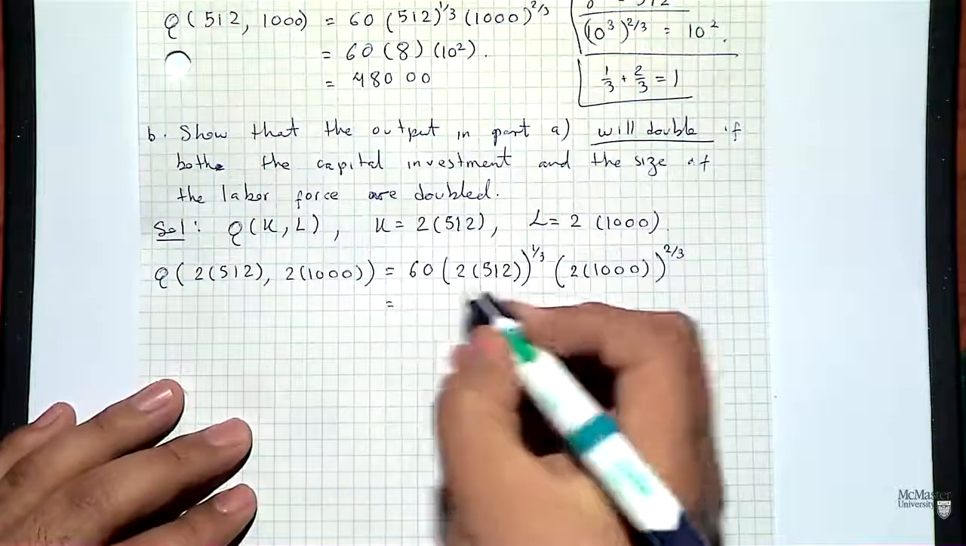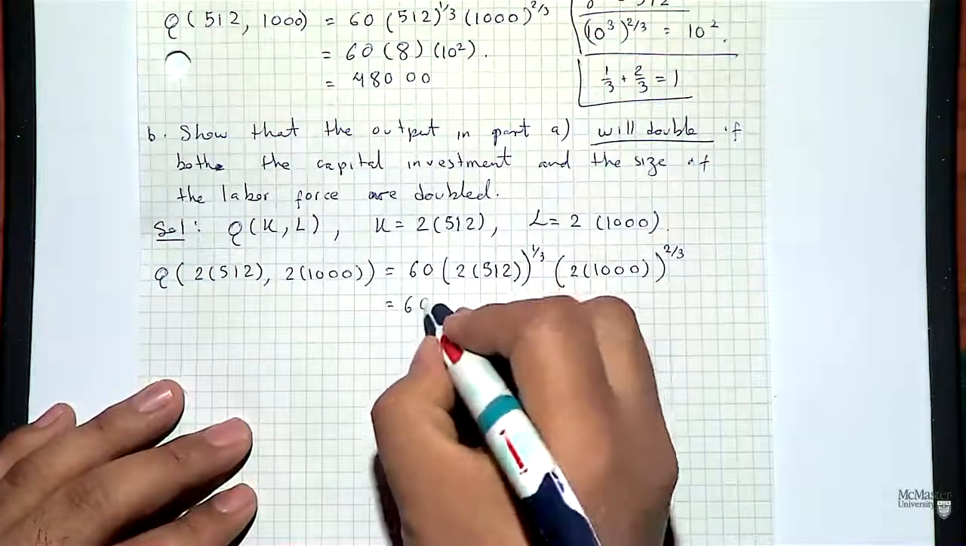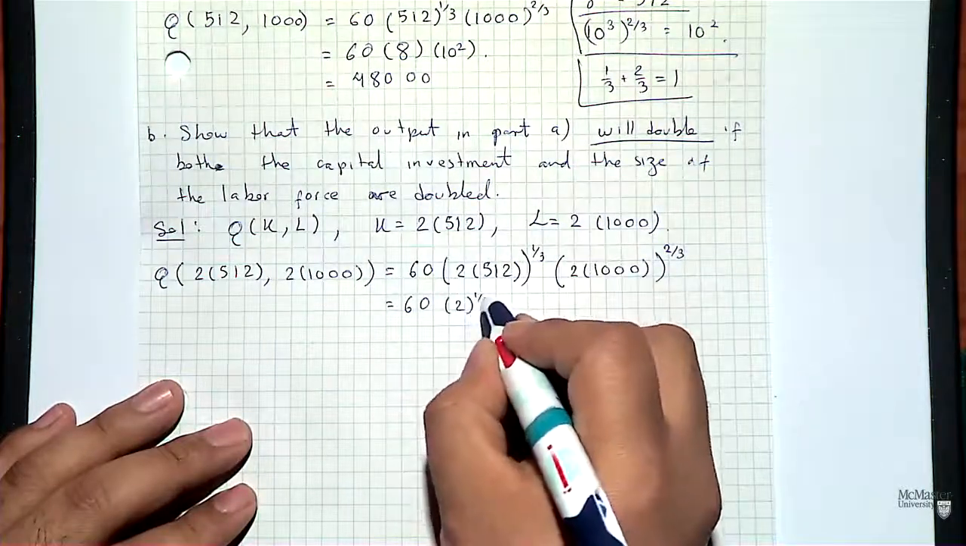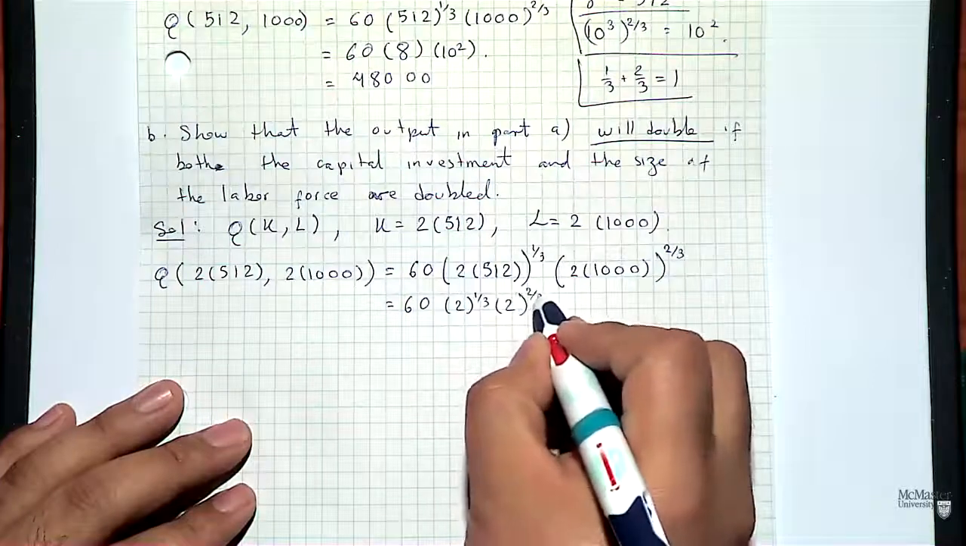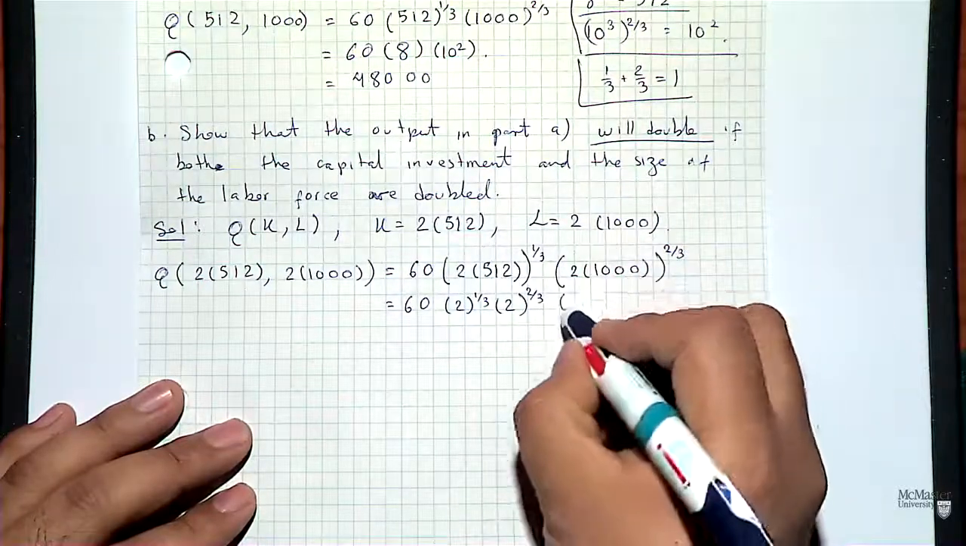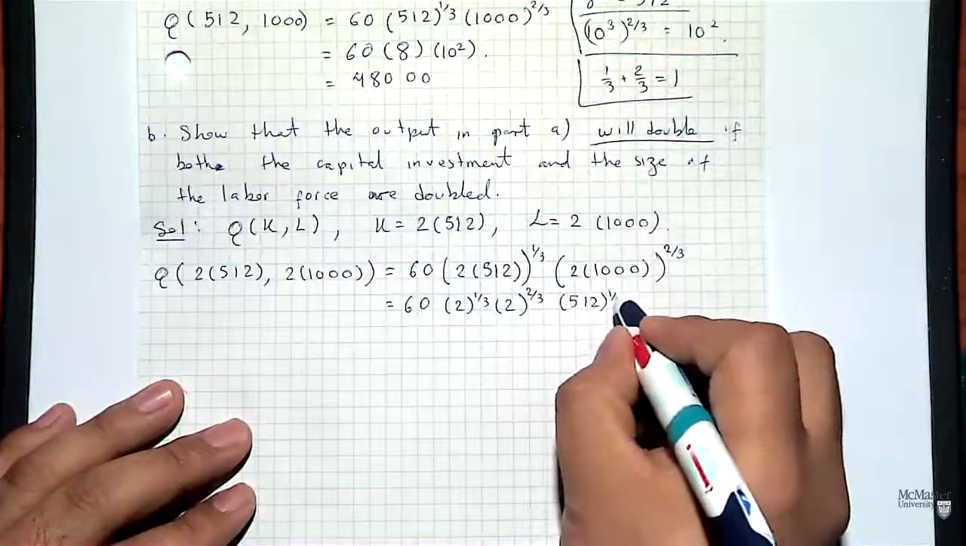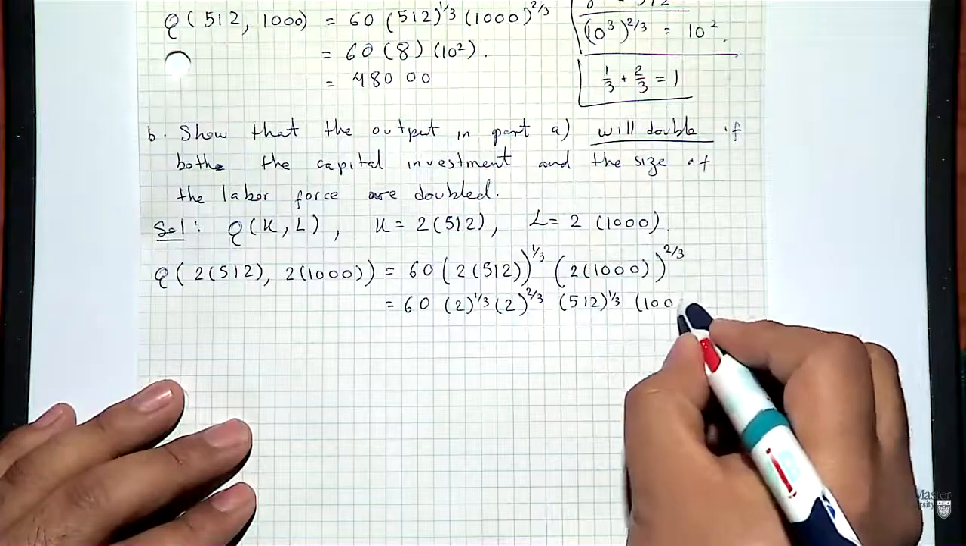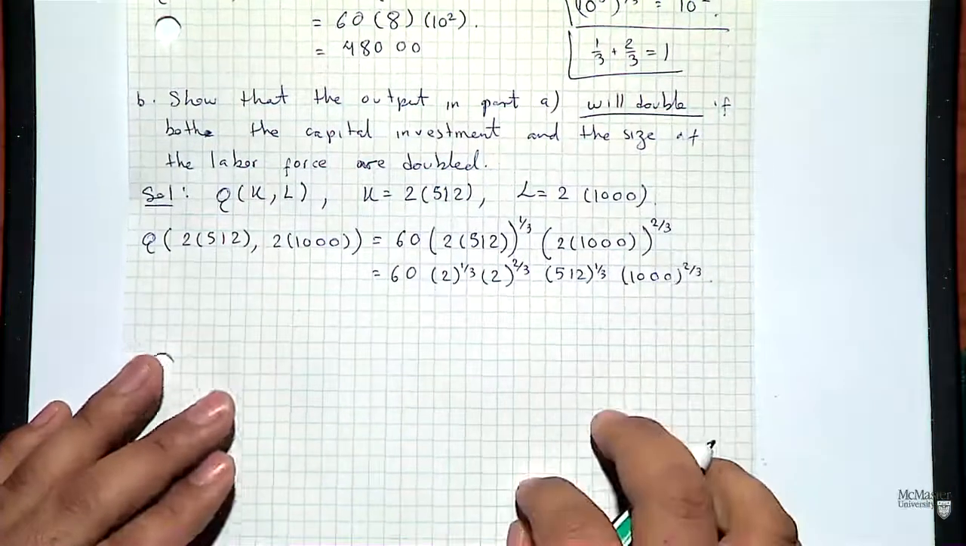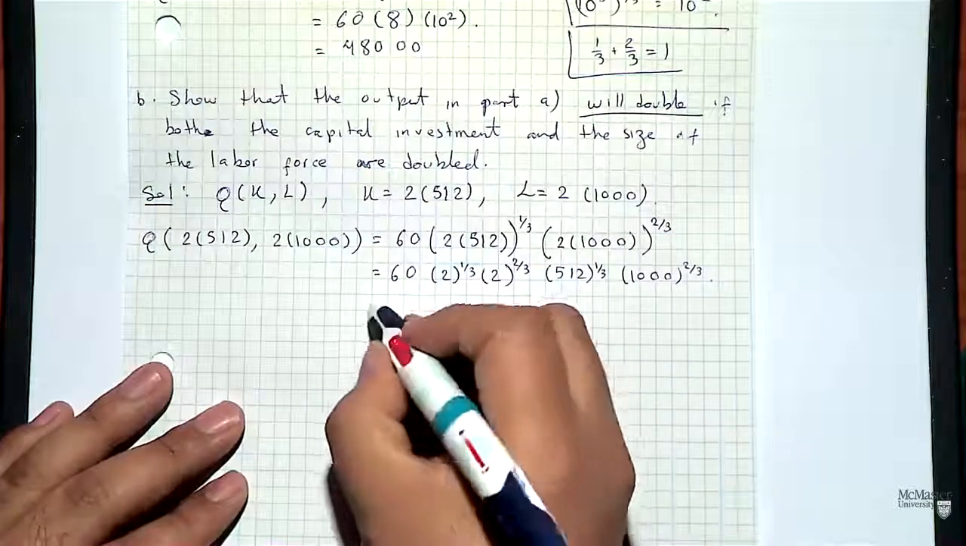So the first thing that I can do is use lots of exponents, and this is 60 times 2 to the 1/3 times 2 to the 2/3, because I'm taking them out. Then I have 512 to the 1/3, 1000 to the 2/3, right? So I just factorize conveniently.